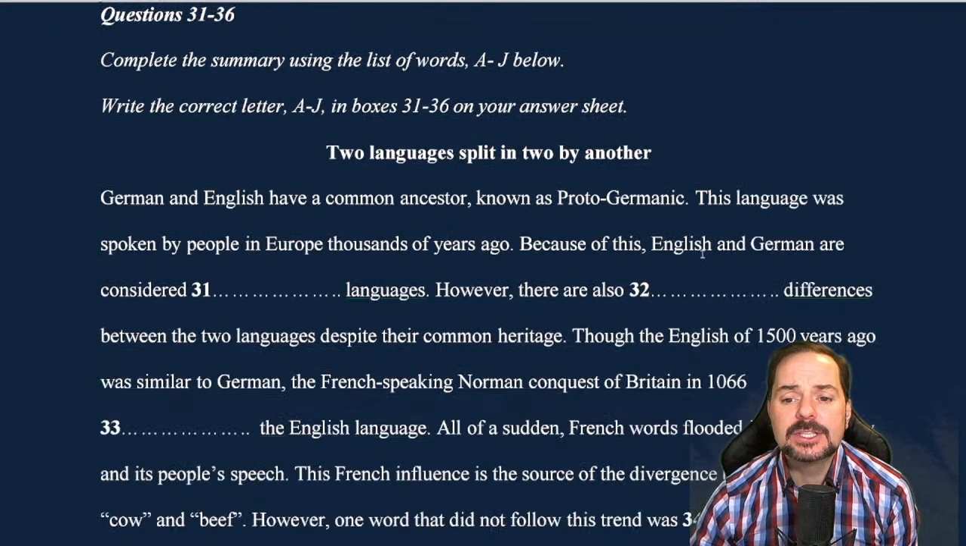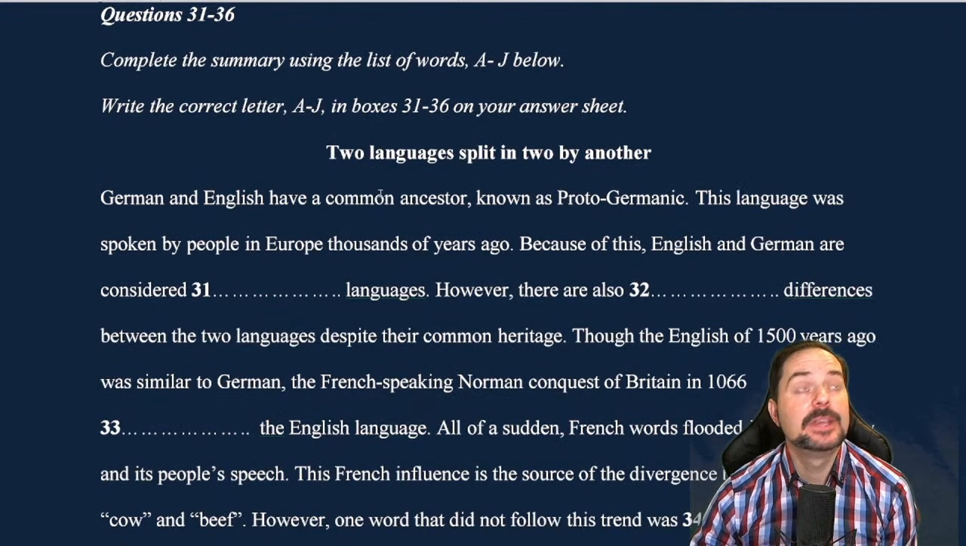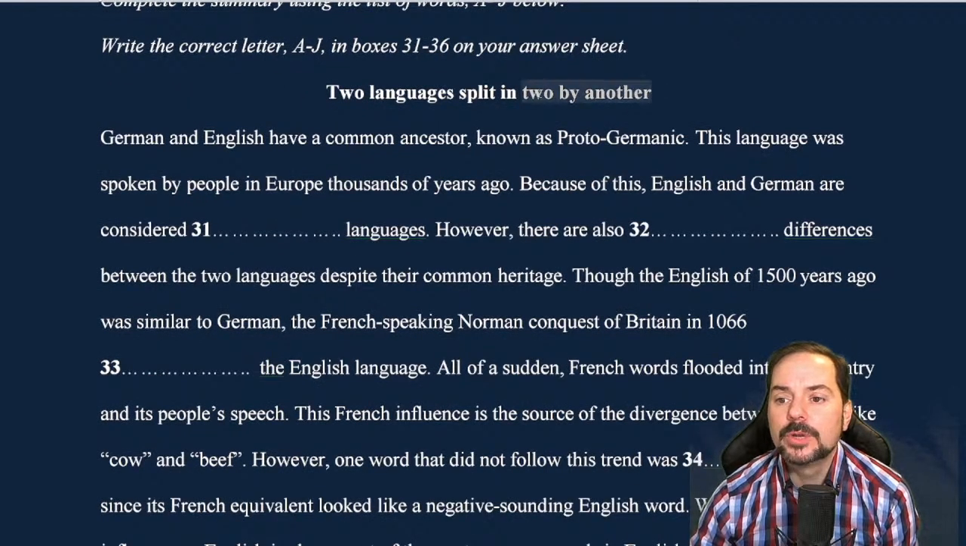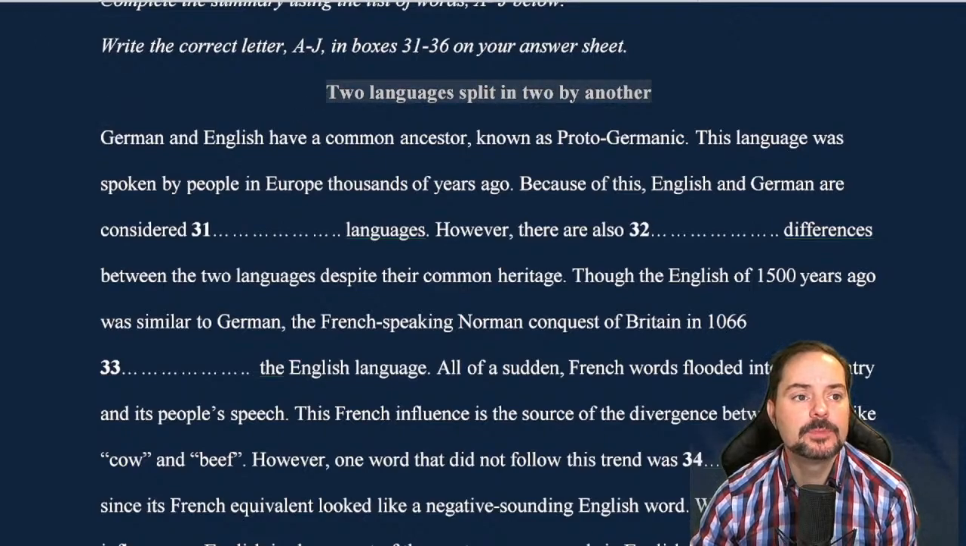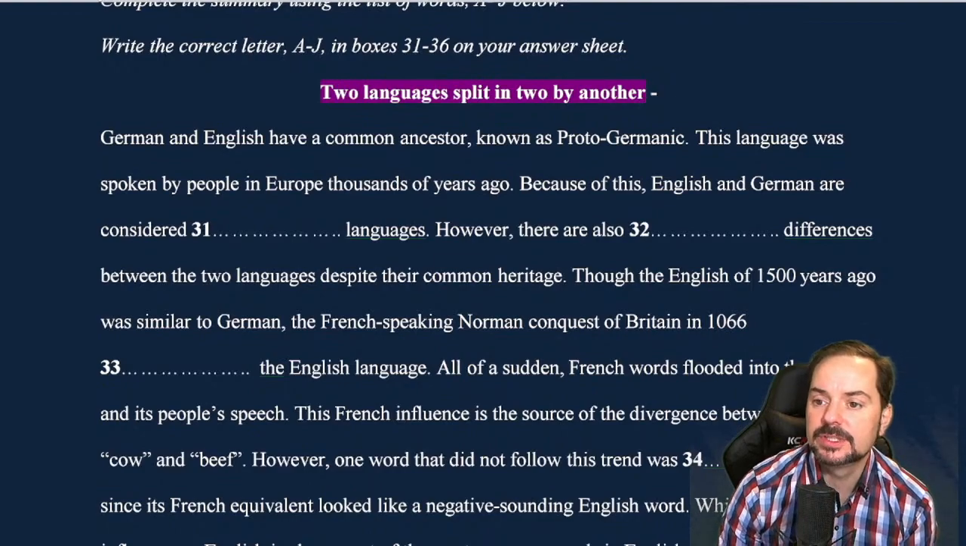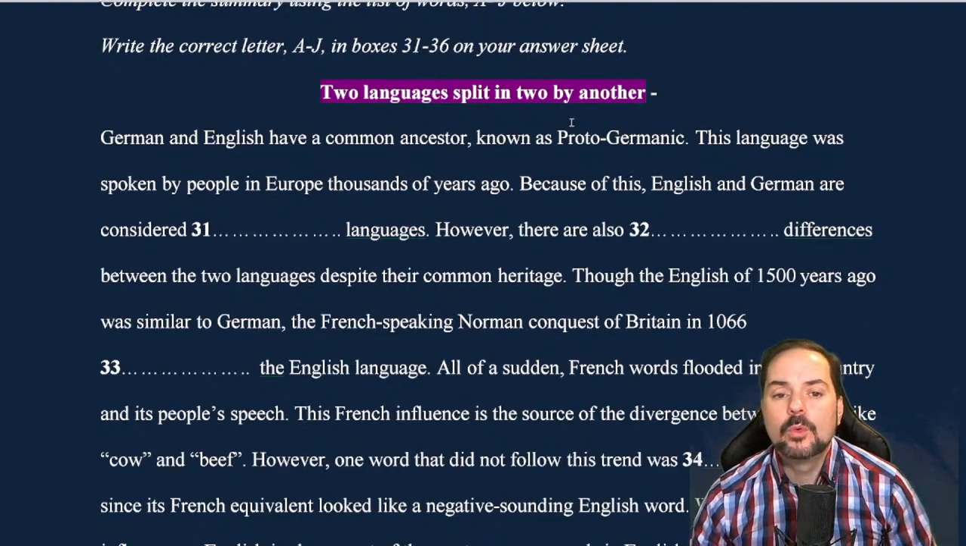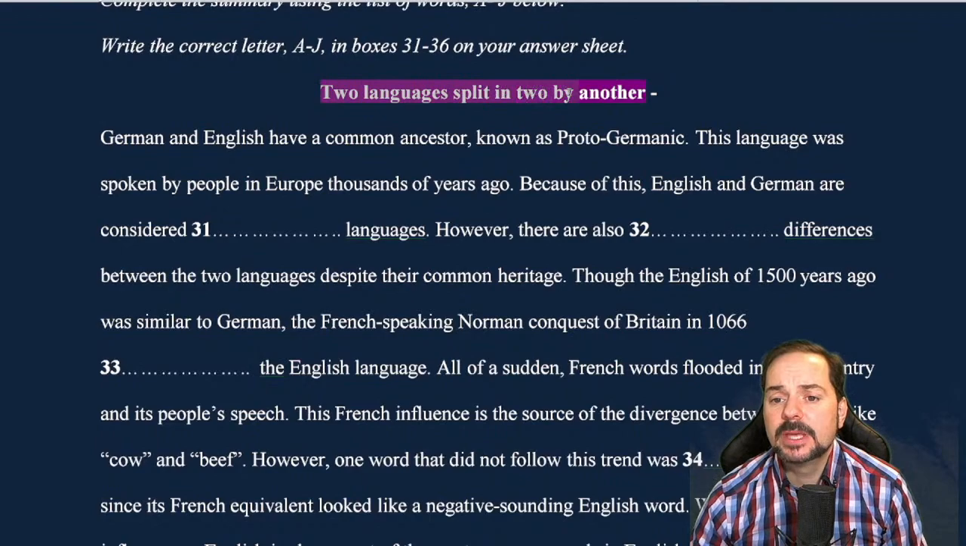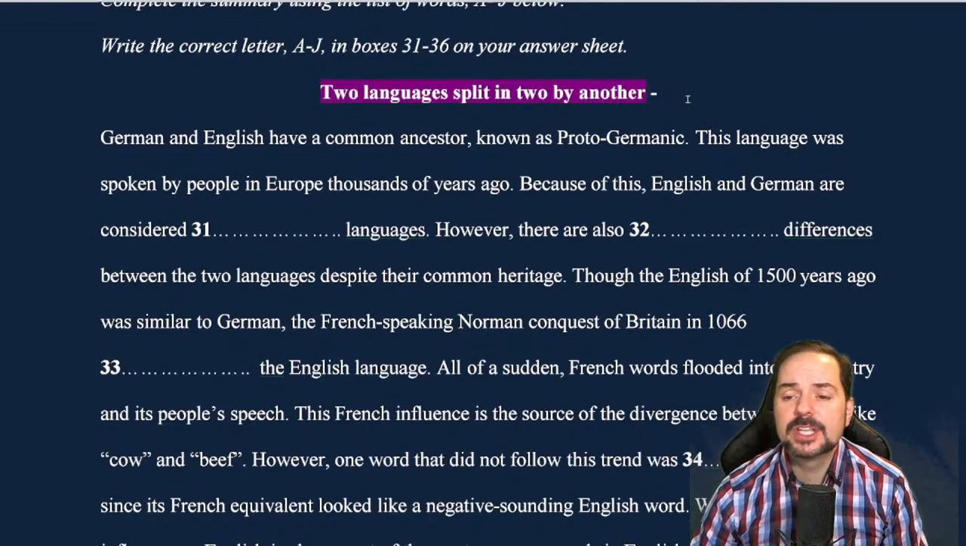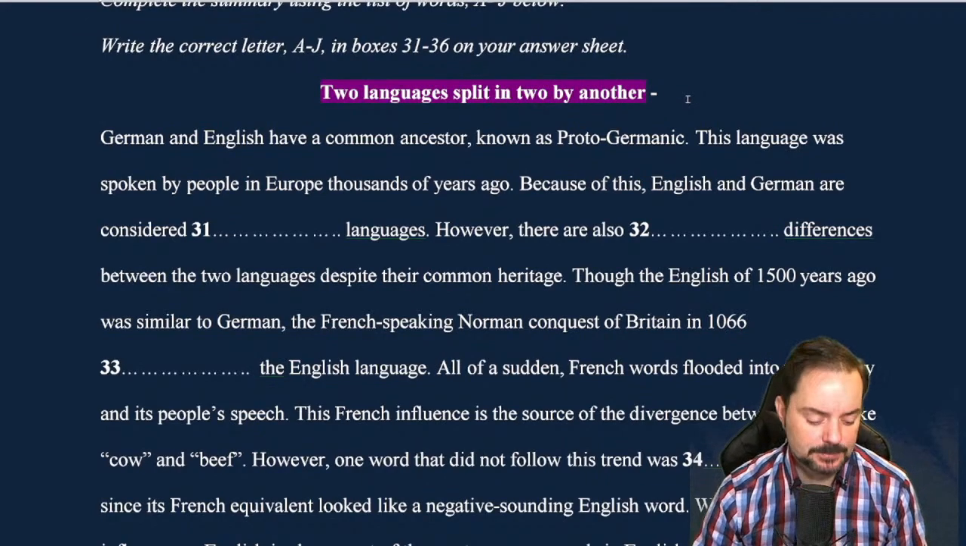Okay, let's complete this paragraph here. Here we go. So two languages split in two by another. So here we have a title. Okay, when you have a paragraph like this, you really want to pay attention to the title. This here says two languages split in two by another. What's the language that's splitting them apart?